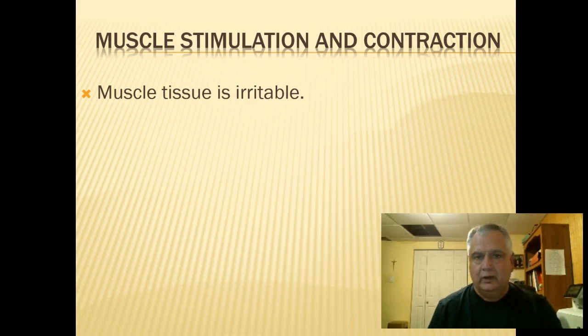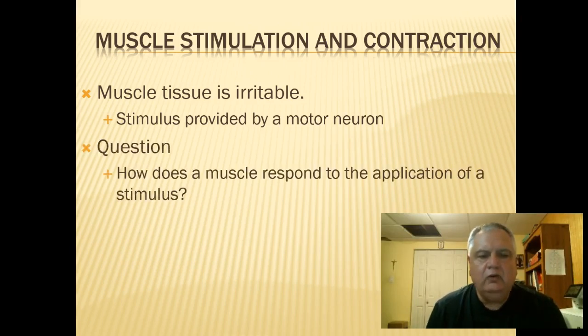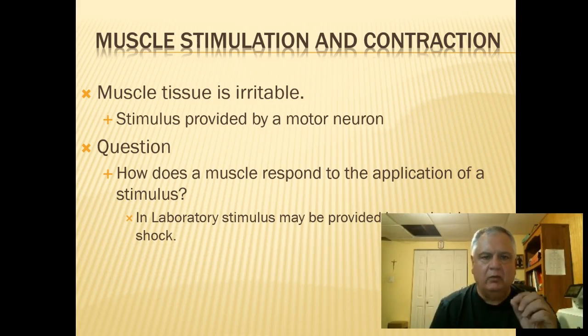One of the things we know, as we've been talking about, is that muscle tissue is irritable. It will respond to a stimulus. For muscle contraction, the stimulus is provided, as we've seen, by a motor neuron. The question is, how does the muscle respond to the application of the stimulus by the motor neuron? In a laboratory, stimulus can be provided by an electric shock so that we can study how the muscle is going to respond, and bring it all the way down to just one single electric shock at a time.